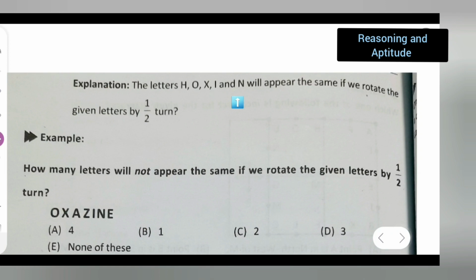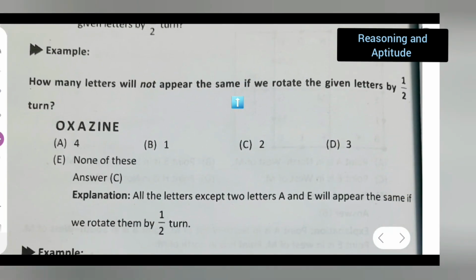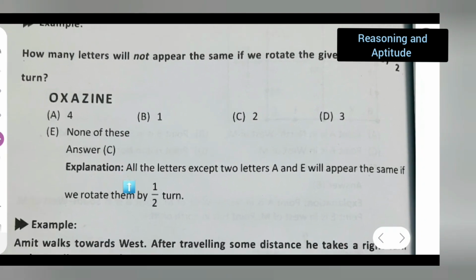Next, moving towards the next example, you can take down. How many letters will not appear the same if we rotate the given letters by 1/2 turn? O, X, A, Z, I and E are given. Your options are given to you all. Here option C is the correct option. Why option C? All the letters except 2 letters, A and E, will appear the same if we rotate them by 1/2 turn. So you can take down this easy explanation.